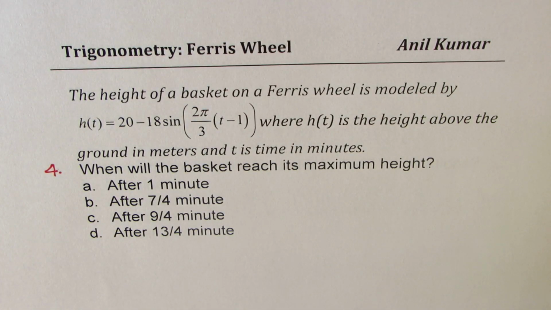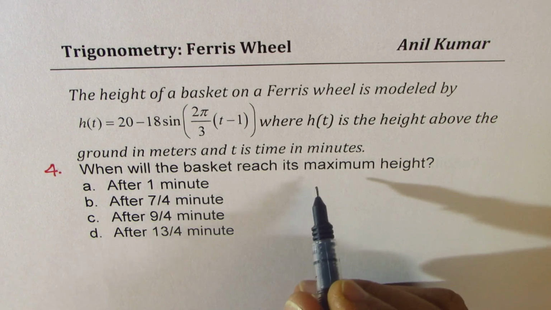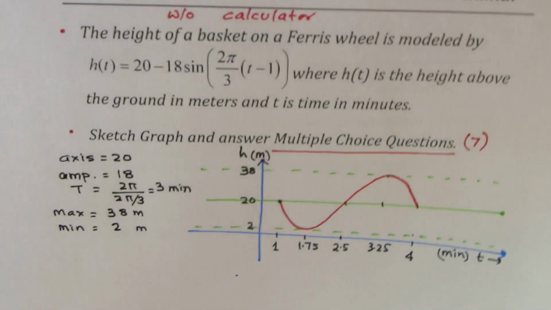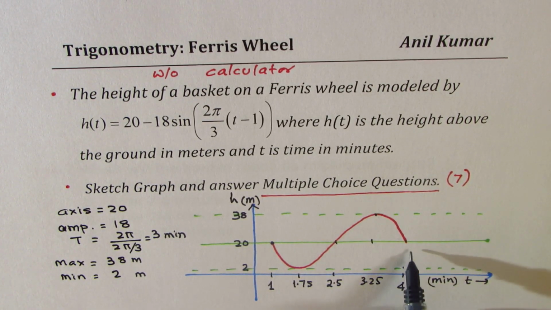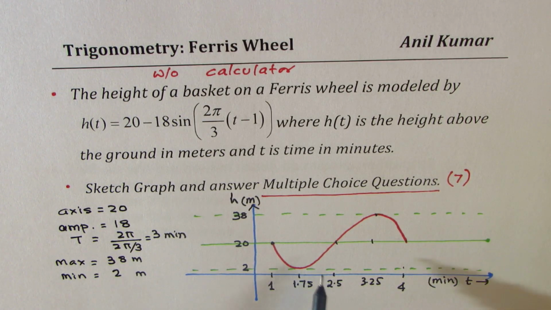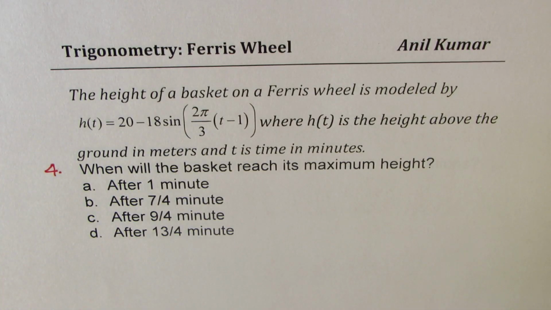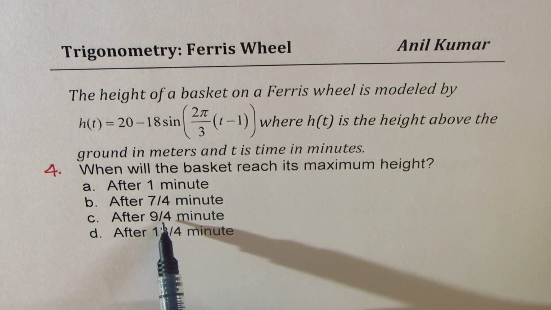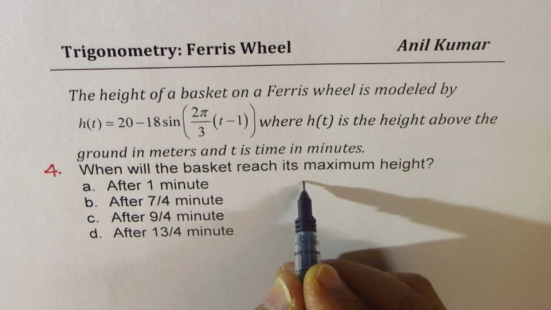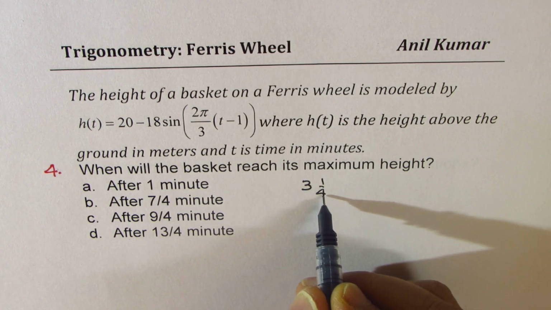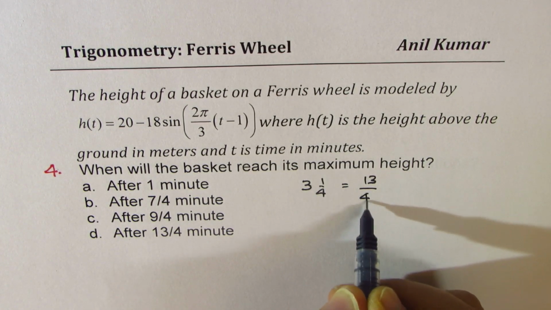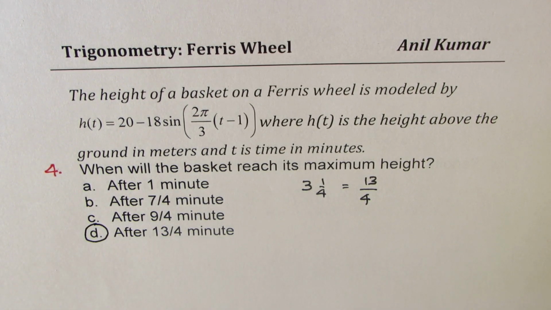The next is, when will the basket reach its maximum height? The basket will reach the maximum height, if you get back to this, at 3.25, right? That is the third quarter, where it reaches the maximum height. So after 3.25 minutes, third quarter, basically we are saying 3 full and a quarter, right? So that is 3 times 4 is 12, 12 plus 1, 13/4, right? So option D is the right option, correct?